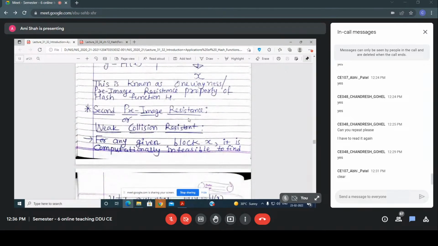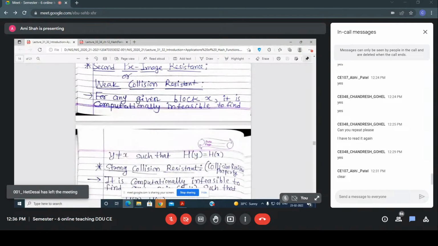Now, what about the second property, that is second pre-image resistance? Read it again: for any given block x, it is computationally infeasible to find y not equal to x such that h(y) equals h(x). This property says that given an input and its hash value, it should be hard to find a different input with the same hash. If the hash function h for an input x produces h(x), then it should be difficult to find any other input y such that h(y) equals h(x).